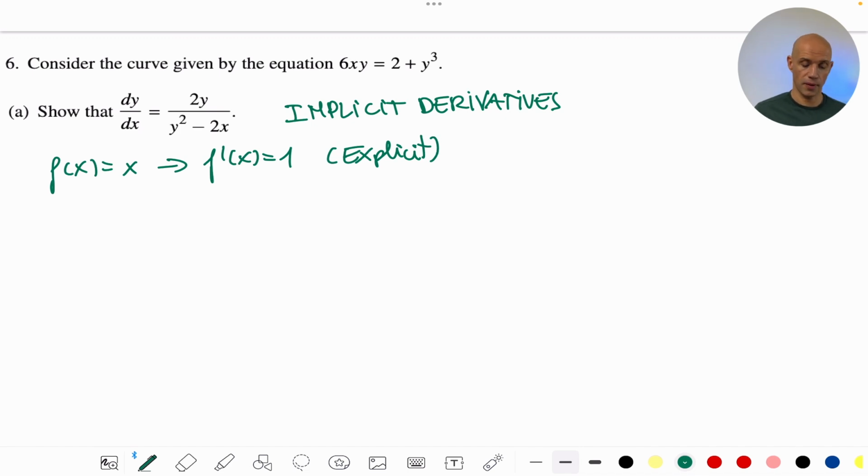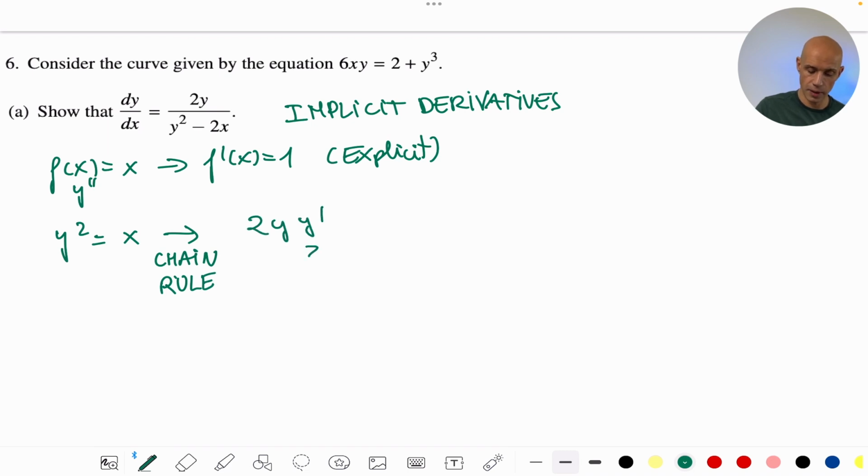But imagine that you have a function that instead of that, that's usually also y, right? Imagine that you have, I don't know, y squared equals x. Well, then for the derivative, you can do the following. You can do the chain rule. So you apply the chain rule here, and you get 2y times y prime, because this is the unknown, we don't know the derivative, equals 1. So what do you find here? That y prime is 1 divided by 2y.